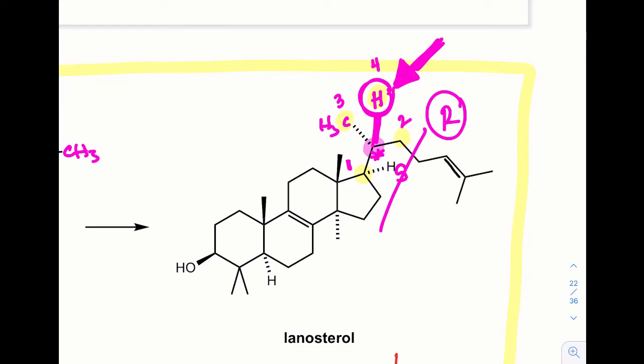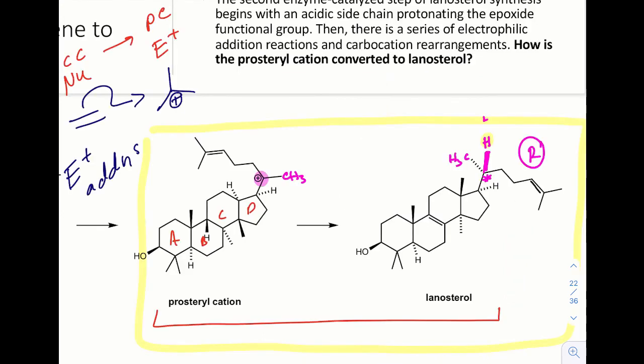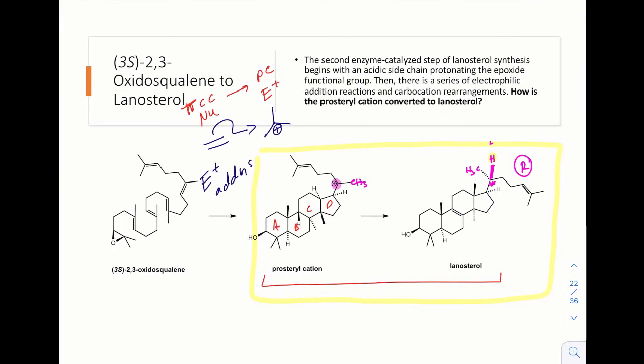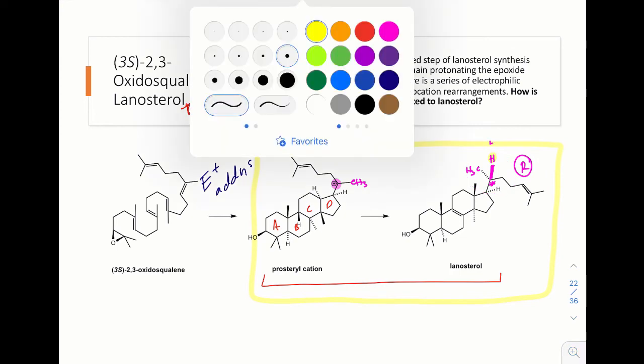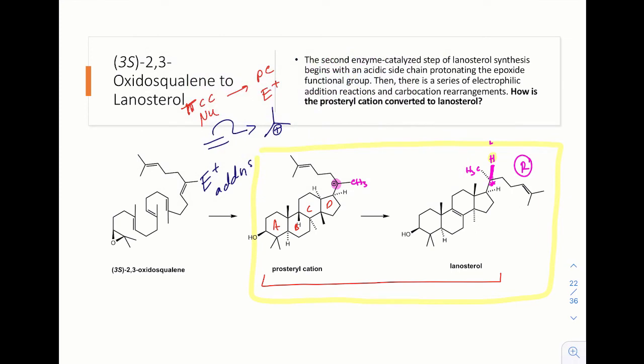All right, fun review. If any of that was Greek, go ahead and review how to assign RS configuration to stereocenters. Okay, so from the prosteryl cation to lanosterol, this stereocenter is set, and there's a hydrogen that now bonds to the carbon that was the carbocation carbon in the prosteryl cation. What else happens? Well, let's see.